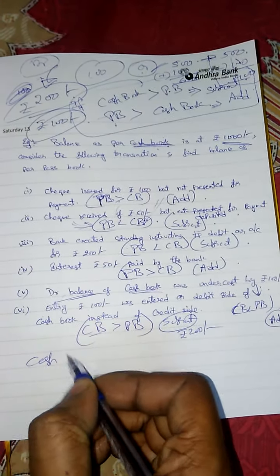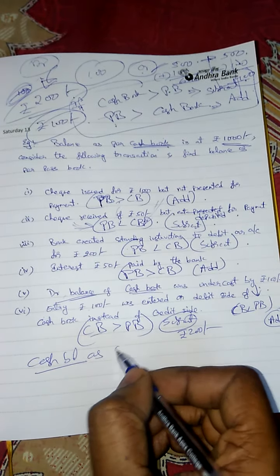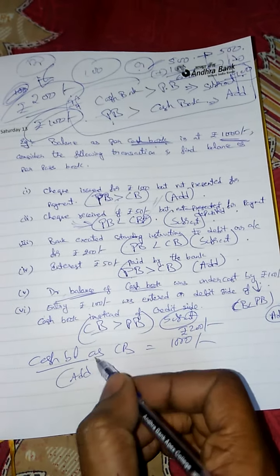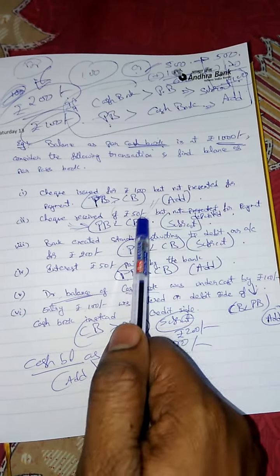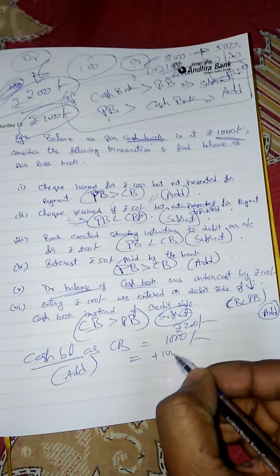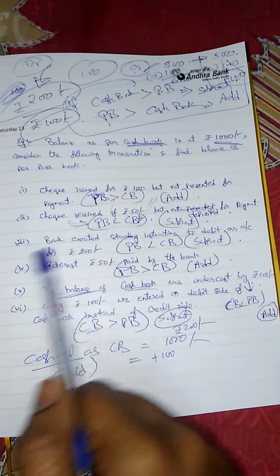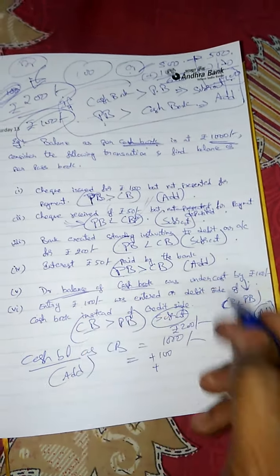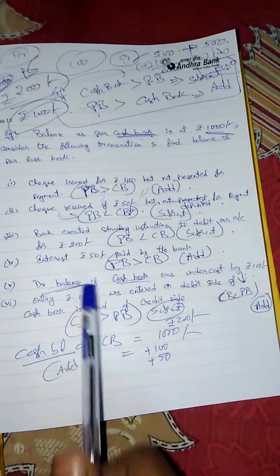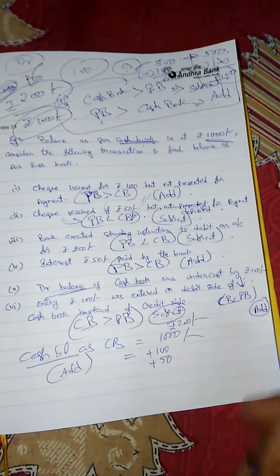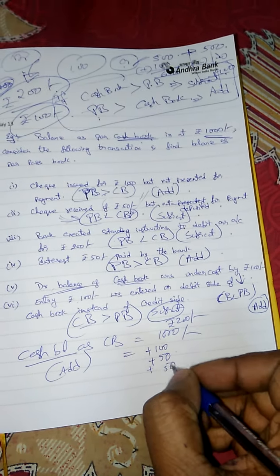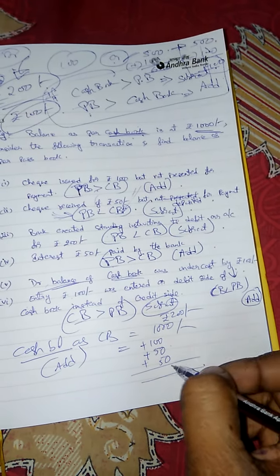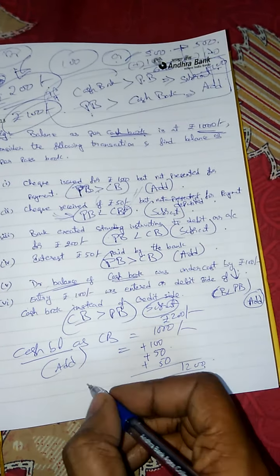Now see, the given cash balance as per the cash book is equal to 1000. Now we need to add some transactions. What are those transactions? Add plus 100, then the second is subtract, the third is subtract, the fourth is again add, that is plus 50, then the fifth is also add, that is plus 50. That's it. So this is 200, 1200.